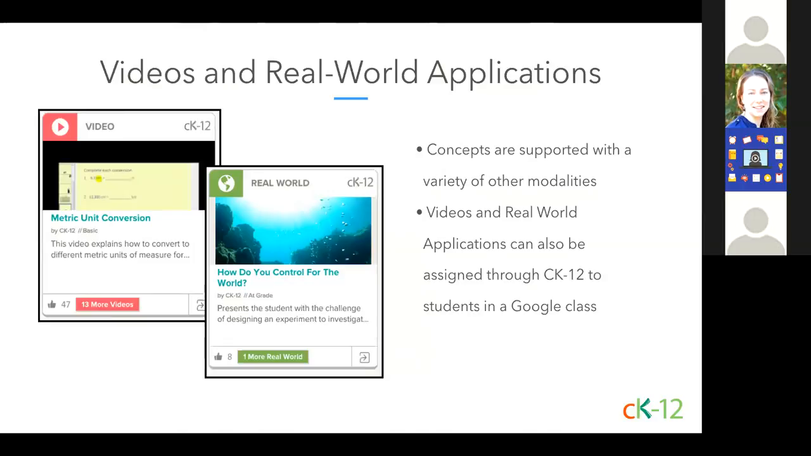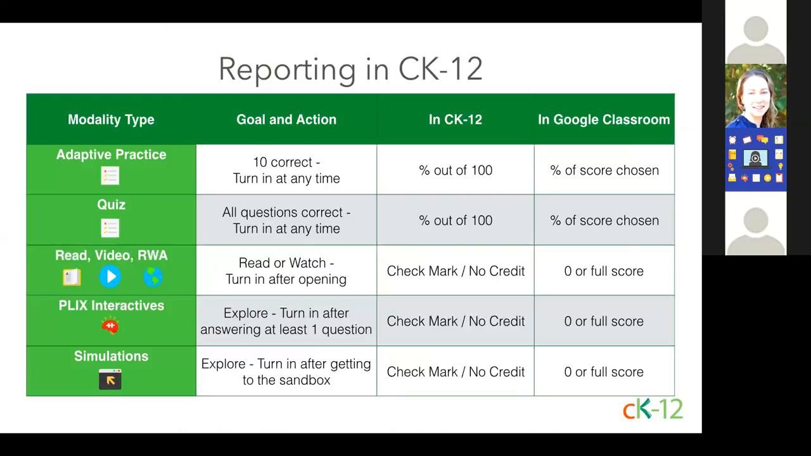So the question we always get is, well, how does this show up? What does it mean when I assign a particular modality type? So starting with what we were talking about, that adaptive practice, the goal for a student is to get 10 correct. And they can turn that in at any point in time that they're working on it. And the percentage would be out of 100 within CK-12.